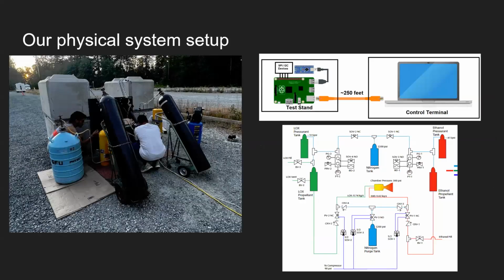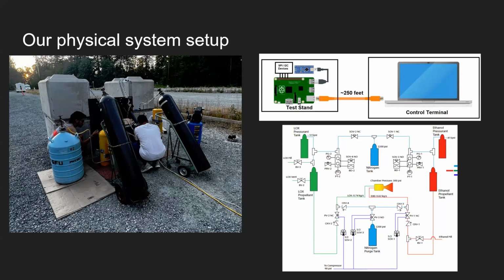Our system. Okay, we're finally here. This is our physical system setup, and I'll go through image by image. On the top left, it's what our rocket engine looks like. And this was in our wet dress rehearsal 3. So we were using liquid nitrogen and water for our test as stand-in for liquid oxygen and ethanol.